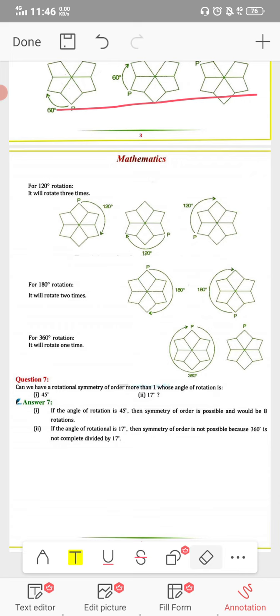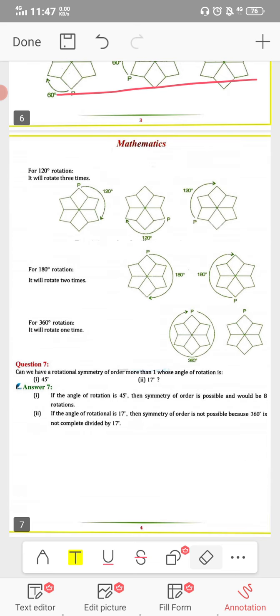Next, 7th question, can we have a rotational symmetry of order more than 1 whose angle of rotation is 45? So if the angle of rotation is 45, then the symmetry of order is possible and would be 8 rotations. And the next is 17 degree. If the angle of rotation is 17 degree, then the symmetry of order is not possible because 360 degree is not completely divided by 17.